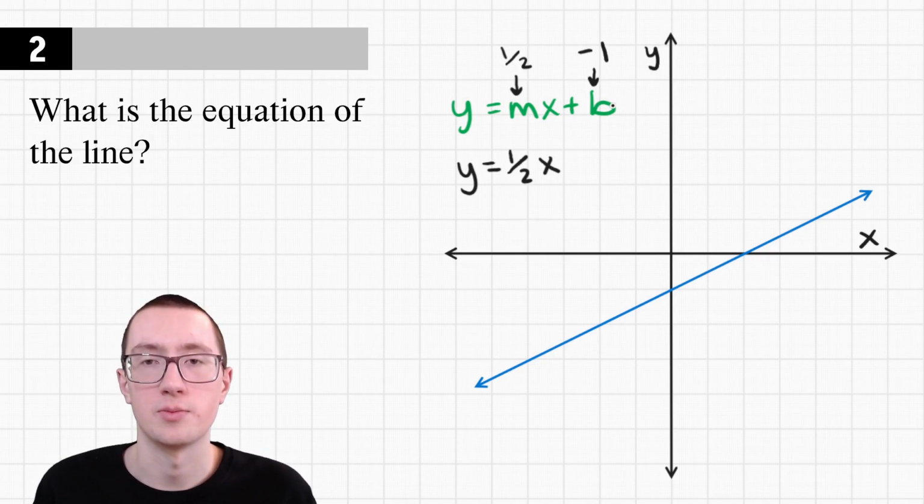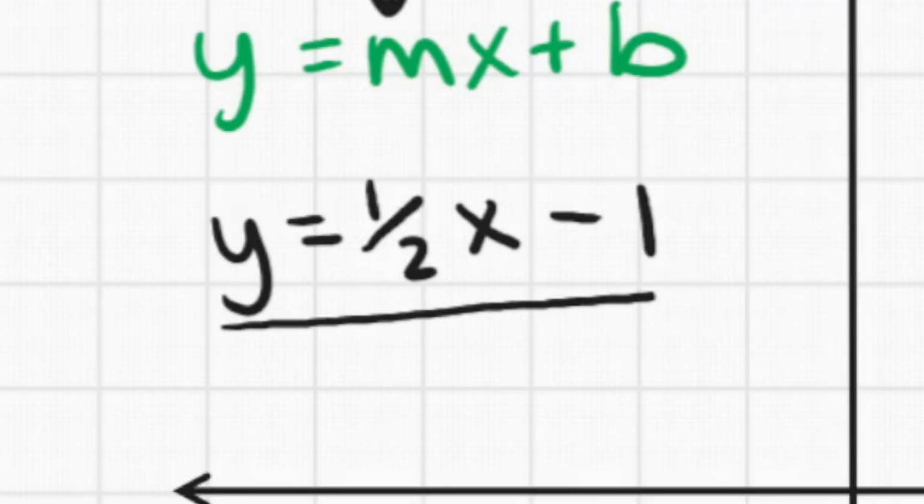And then we have plus b. So b is -1, so we have plus -1. But having a plus and then a minus is kind of useless. So instead, we can just write -1, that means the same thing. So there we go. We've now written the equation that represents this line.